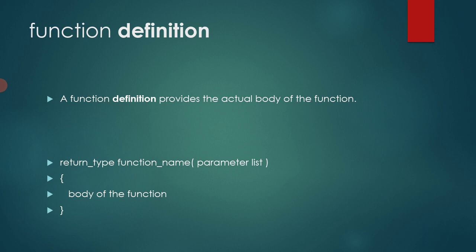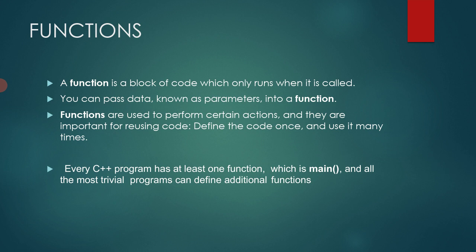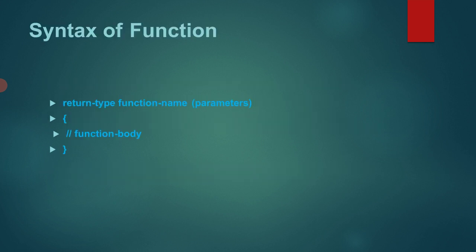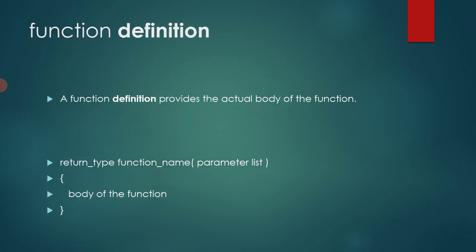Return type can be any return type, whatever you want to choose. Function name is the name of the function. Inside the parameter list you have to give the parameters, and inside the curly brackets you have to give the body of the function, and then curly bracket close. So this is what a function is, what the syntax of a function is, how we can declare a function, and how we can define a function.